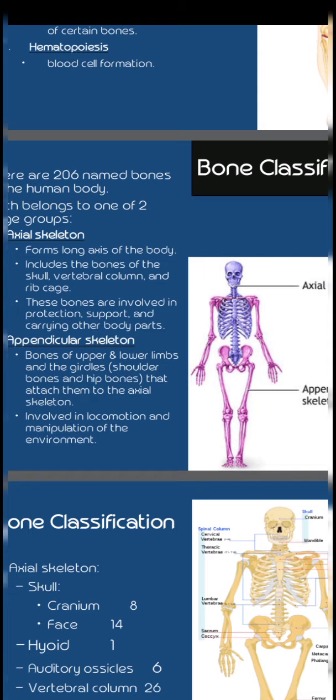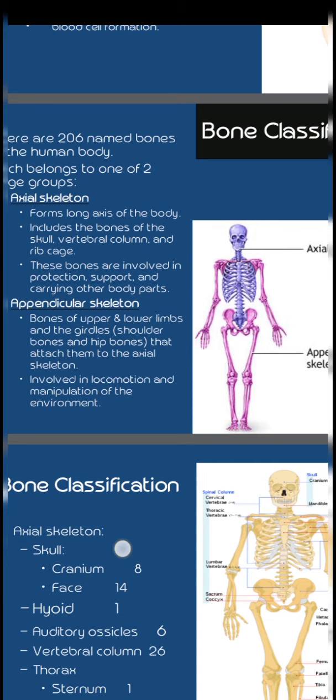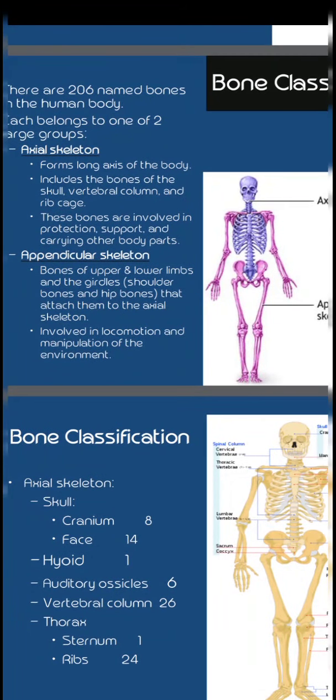These are essential for maintaining the posture of the body. These are essential for protection of many important essential organs, such as the brain, such as the heart, such as the lungs. They are essential for that purpose. So they protect, support and carry other body parts such as intestines, stomach, all the things. They are located within the abdominal cavity. Okay, the other one is appendicular skeleton.